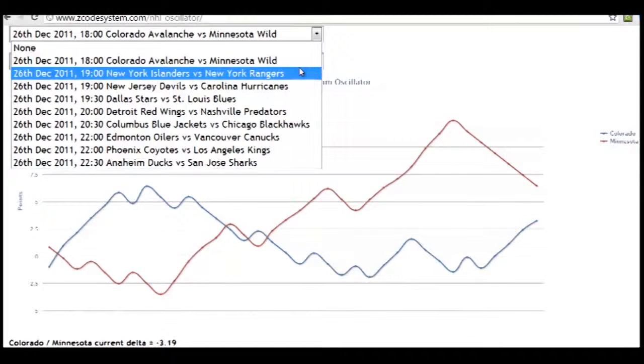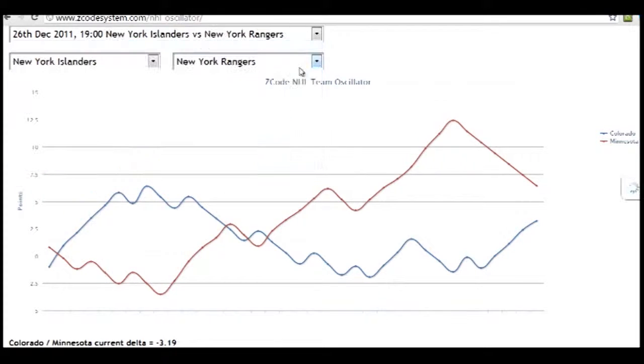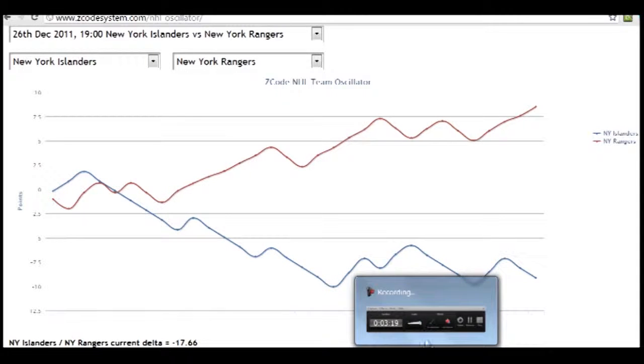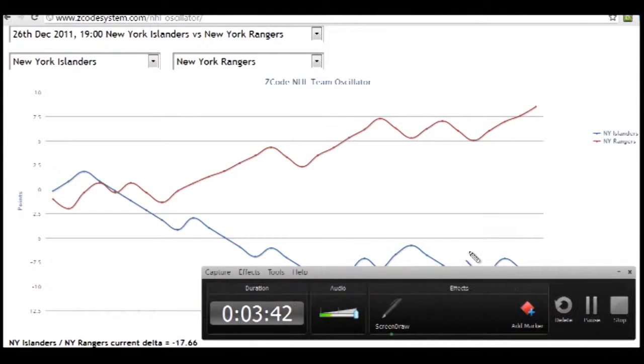Now let's check the second game, which is the New York Islanders versus the New York Rangers. The red line is corresponding to, as you can see, the New York Rangers, while the blue line is corresponding to the New York Islanders. Just by looking at these two lines, you can easily see which team is in a much better condition and which team is slumping. Now, let's try to compare the support and the resistance levels.